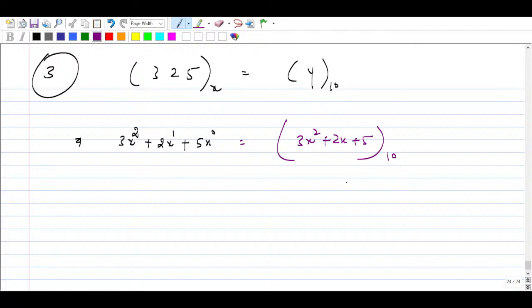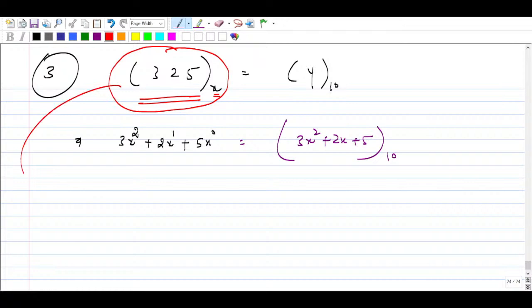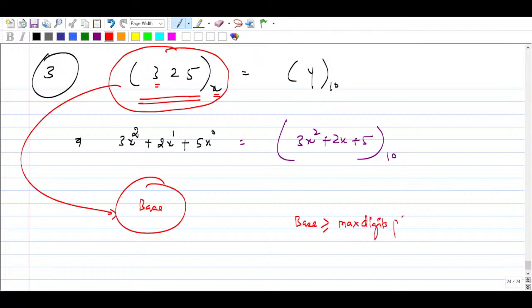So yes, you can also determine what can be the base of this number system. What is the value of x here? How can you determine the base here? You have to always check the maximum digit. So what is the maximum digit? As I told you, the base must be greater than the maximum digit present.